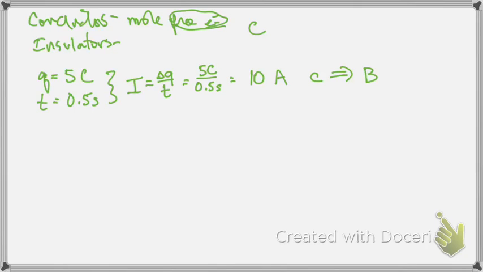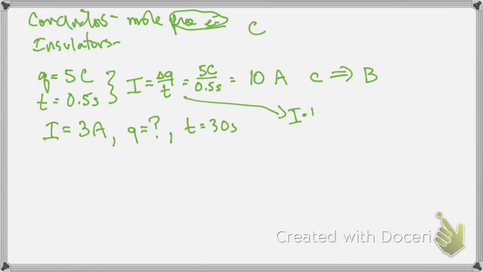The next question says a current of 3 amperes. So I'm going to say I equals 3 amperes is flowing through a circuit. How much charge, so they want to know Q, passes through a given point in the circuit in 30 seconds. So T is 30 seconds. So it's the same equation that we used here. I just want to solve for Q. So I times T is equal to how much Q flows. So 3 amps times 30 seconds equals 90 coulombs.